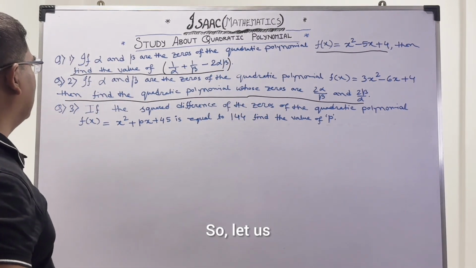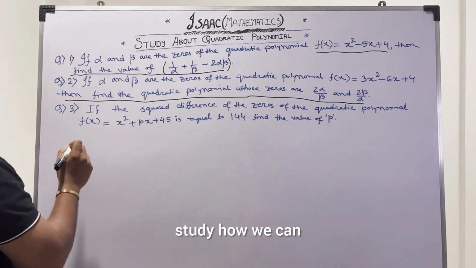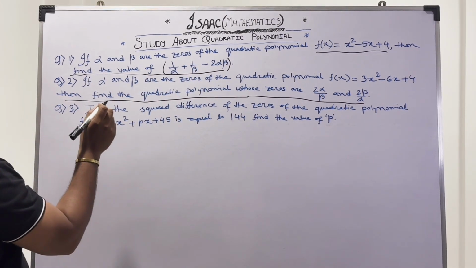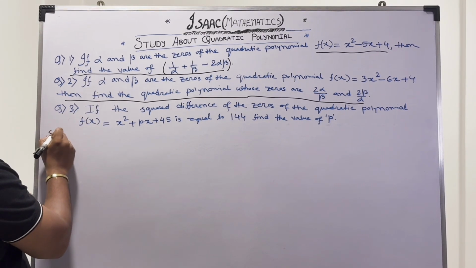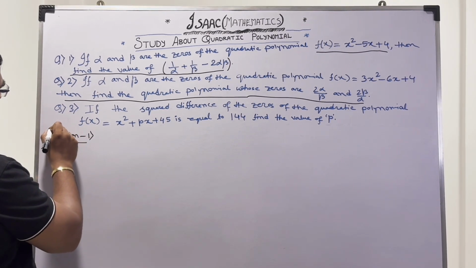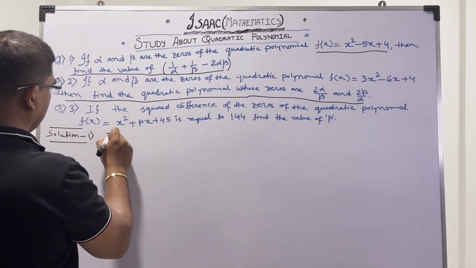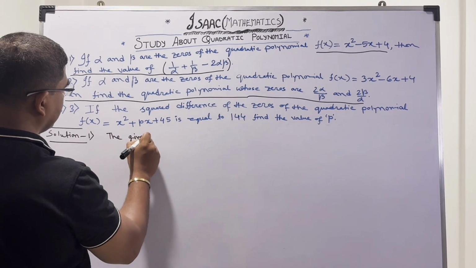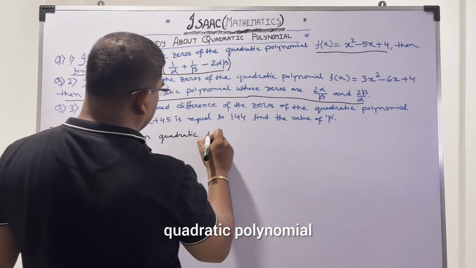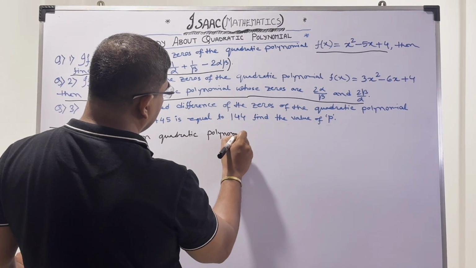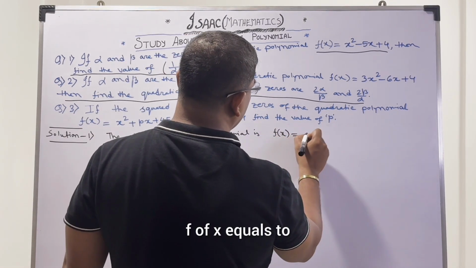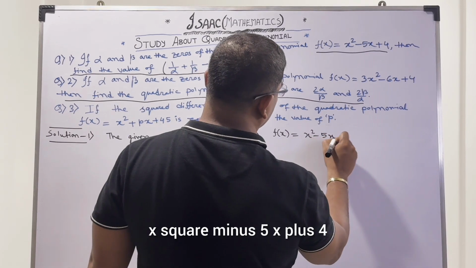Okay. So let us study how we can find the value of this 1 by alpha plus 1 by beta minus 2 alpha beta. Solution 1. The given quadratic polynomial is f of x equals x square minus 5x plus 4.